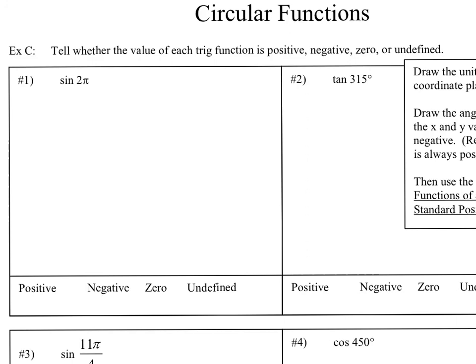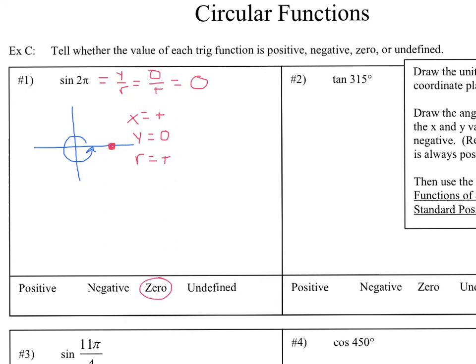Sine of 2 pi, well, that's in radians. 2 pi is a complete revolution, which puts our point on the positive x-axis. On the positive x-axis, we have to know the sign of x, y, and r to finish this. X has to be positive because you go to the right. Y has to be 0 because you're not going up or down. R is always positive. Sine is y over r. Y is 0. R is some positive number. 0 divided by a positive number is 0. The answer to this problem is 0.